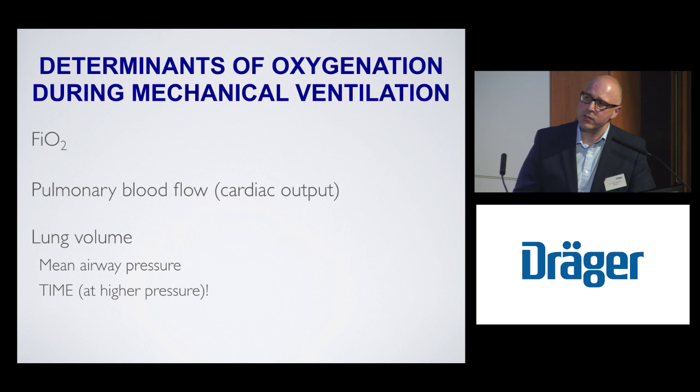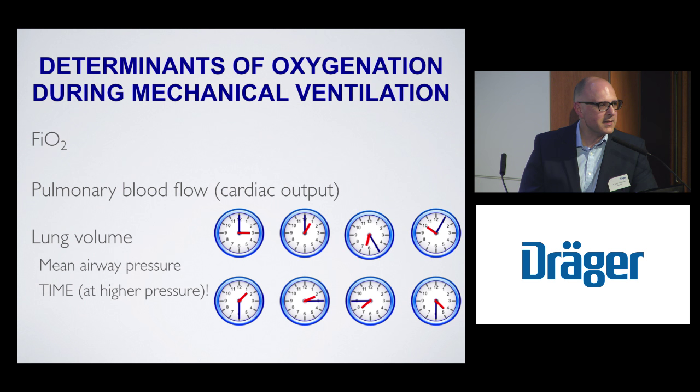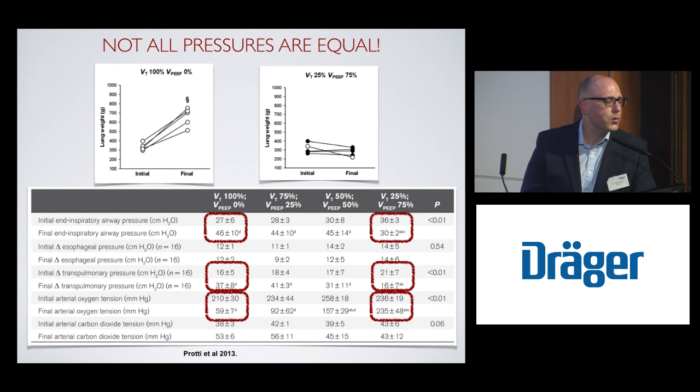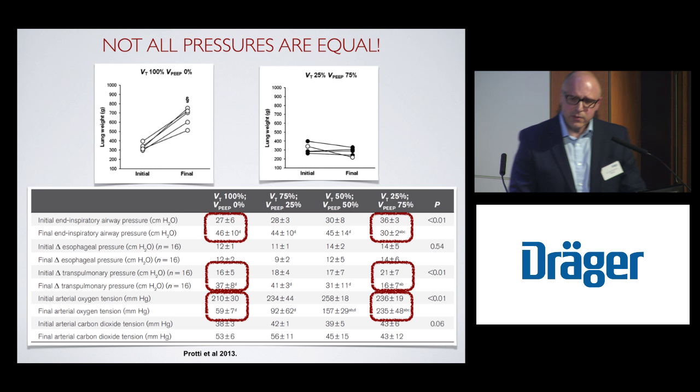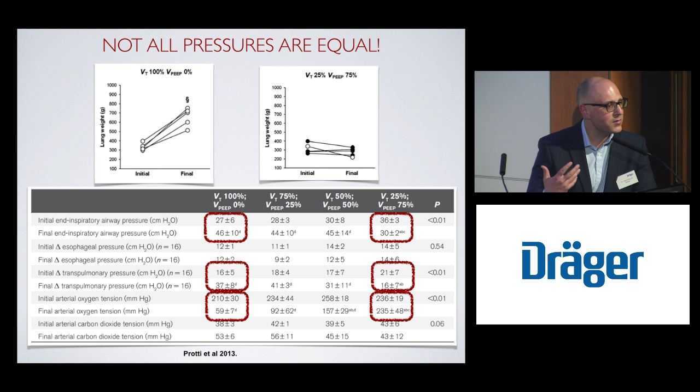We know about FiO2, the pulmonary blood flow is very important, the lung volume is very important, but I think sometimes at the bedside, I always forget about the time. What time is required to recruit the lung at high pressure? One of the things about APRV is that we use what people might say is very high pressure for a prolonged period of time. And we forget sometimes that not all pressures are equal.